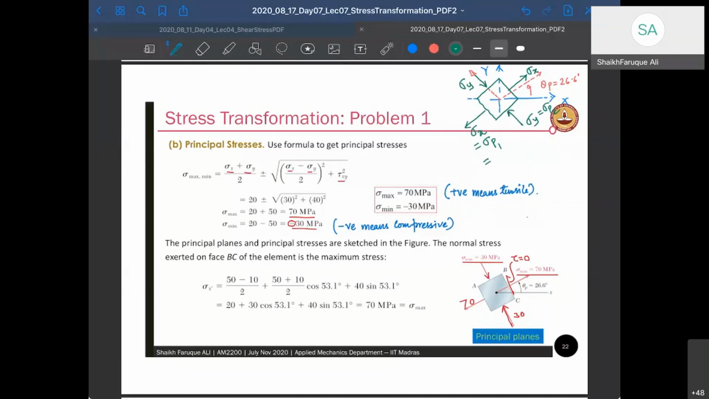One is 70 MPa, and the other one is minus 30 MPa. The sign is already given, so I will not write minus 30 MPa. I will write it. Okay, and there is shear stress that is 0, because a principal plane doesn't have any shear stress. So that's your... This you have to draw in exams also.